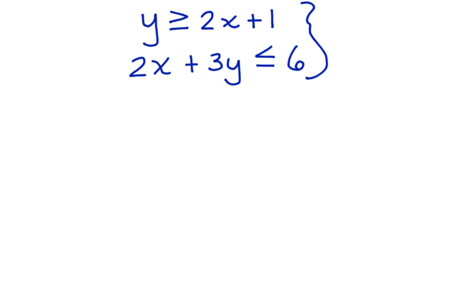Let's look at another system. y is greater than or equal to 2x plus 1. Right away you can see this first inequality is in slope-intercept form. And our second inequality, 2x plus 3y is less than or equal to 6, is in standard form. Now we can graph these two inequalities and find the solution to the system.